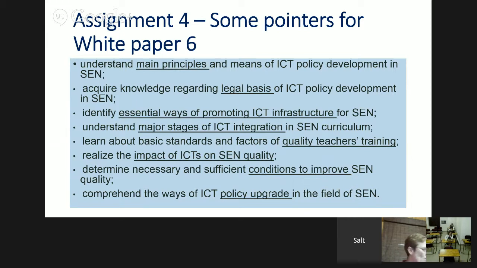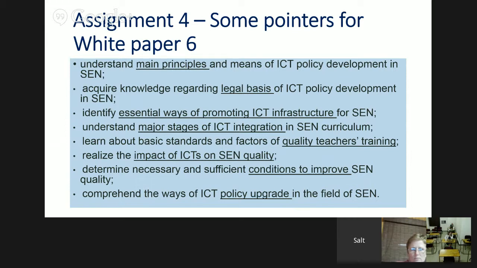Also look at the legal basis of the policy. How legal is it, and to what extent can parents require implementation in the schools? There's one student who mentioned that in her assignment, and that was picked up by a parent in terms of provisioning in the school.